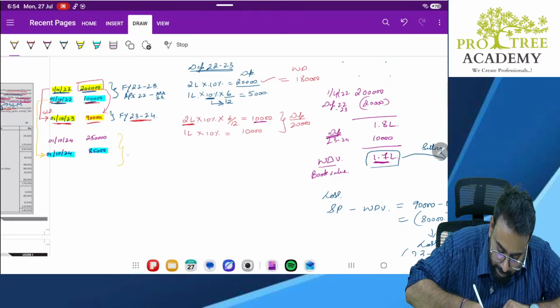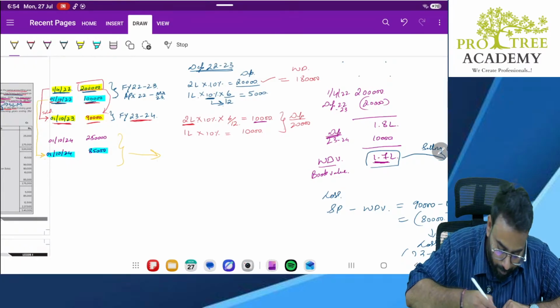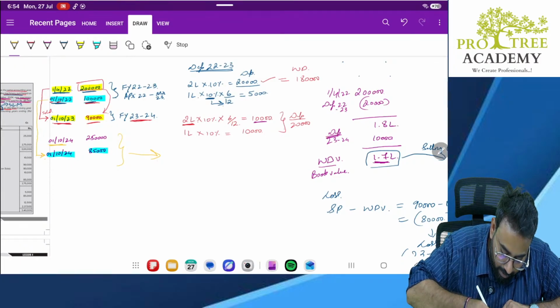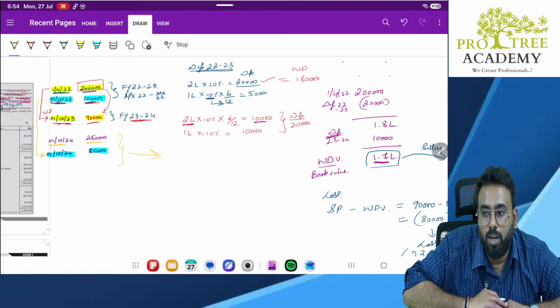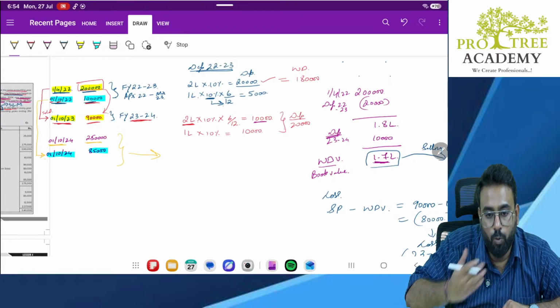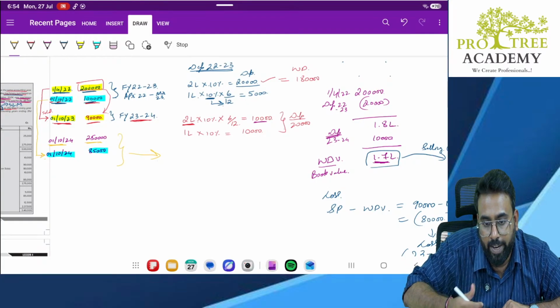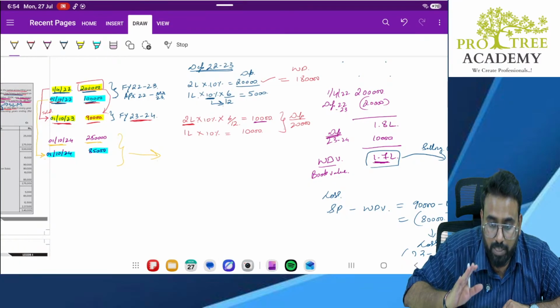Now, in the next year, we purchased an asset for our business, which is a new asset, right? We purchased it for how much? 2.5 lakh. When did we purchase? We purchased on 1st October 2024.